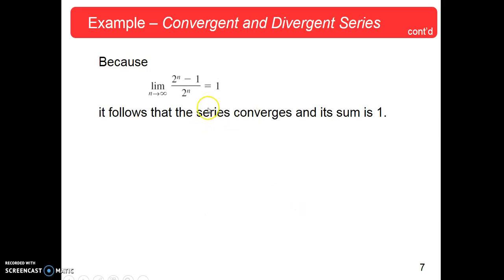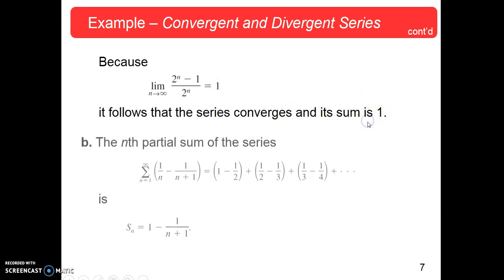So we can find the limit of this expression, and that is 1, and that turns out to be the sum of the series. It converges to this number. That's what the sum is actually equivalent to.